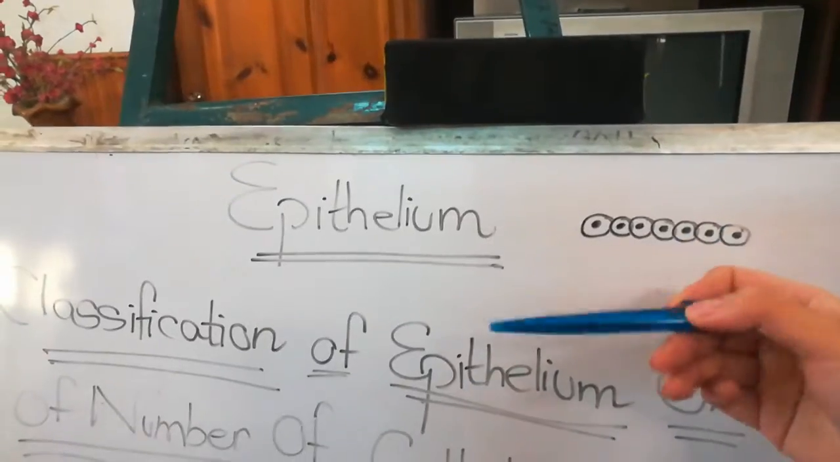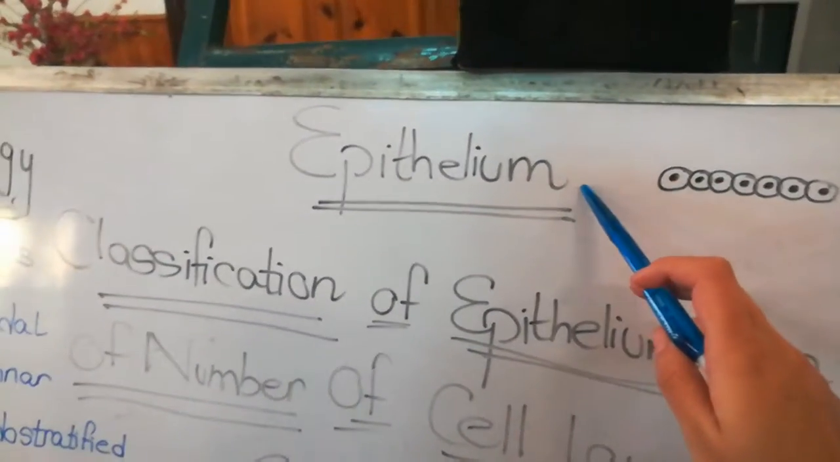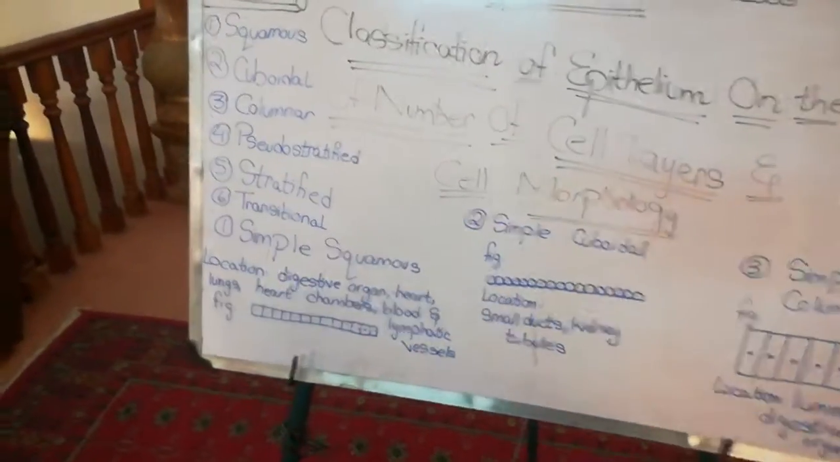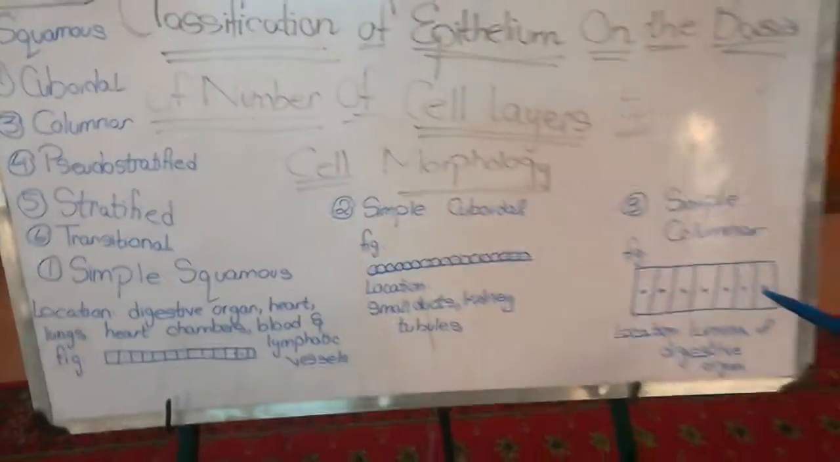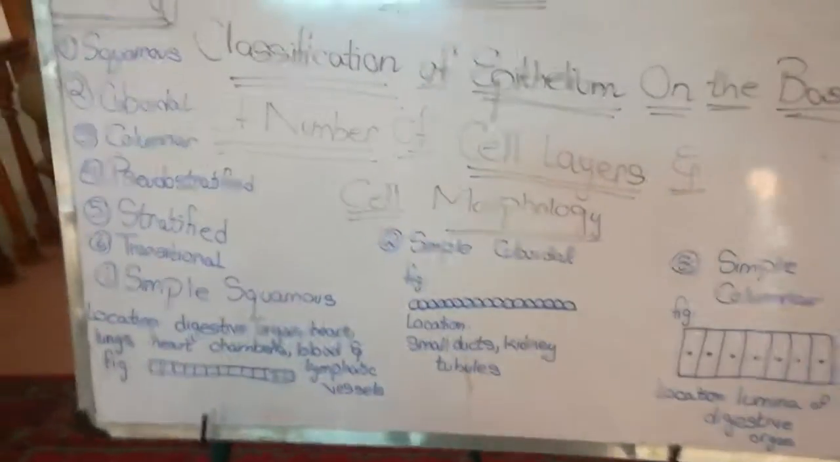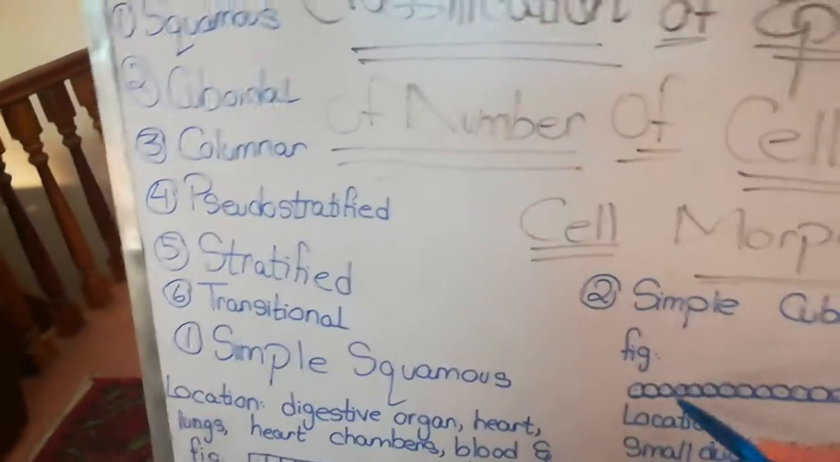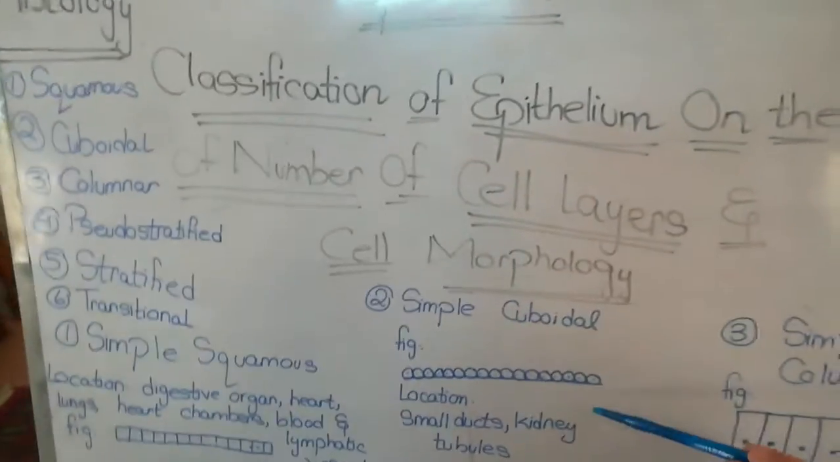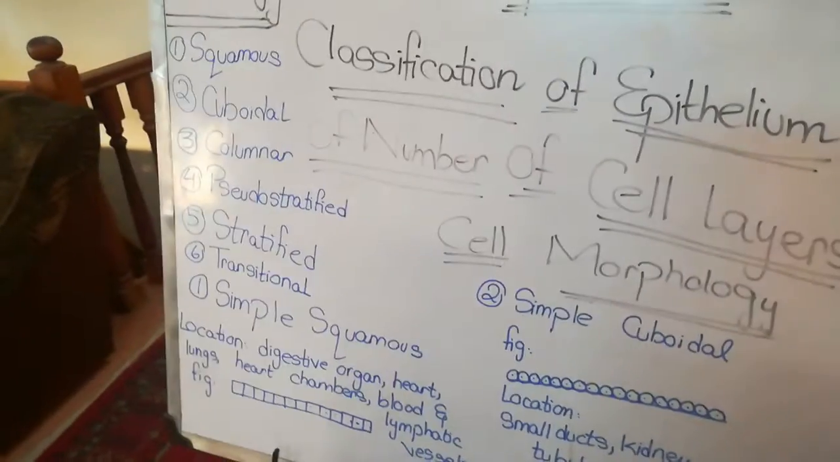Now, what are the general features of epithelium? What are the characteristics? First characteristic is that the classification of this epithelium is done on the basis of the number of cell layers, as you can see in these three figures I've shown: one is square shaped, one are circles, and one are tall. So the classification of epithelium is done on the basis of their cell layers and also on their cell morphology, what is the shape of the cell.